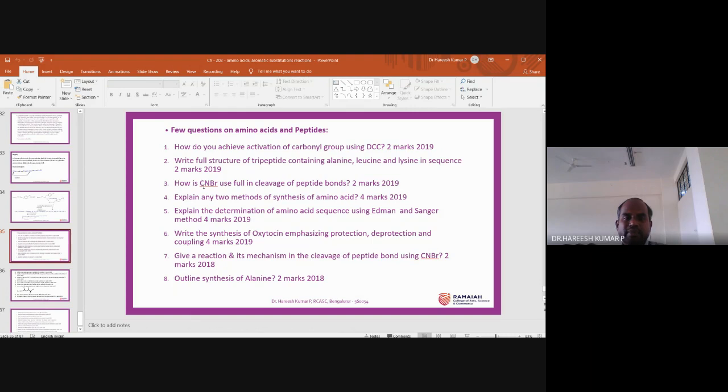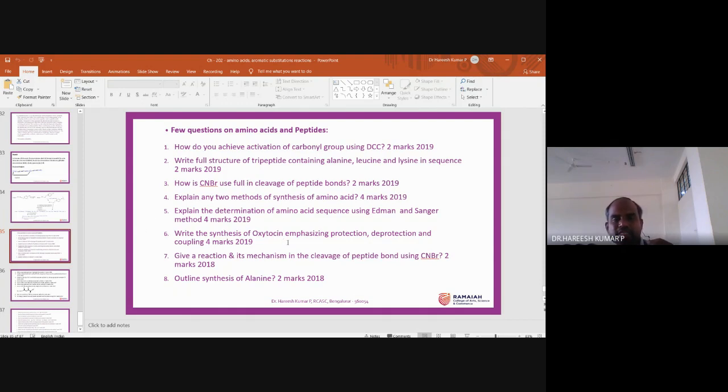Then what is CNBr? CNBr is a reagent called cyanogen bromide. How is it useful in the cleavage of peptides? CNBr particularly cleaves the peptide containing one particular amino acid, which you have to mention. What is that amino acid? Is it tyrosine? Is it tryptophan? Is it methionine? So that you have to find. How can you find it? Maybe just look into the notes.